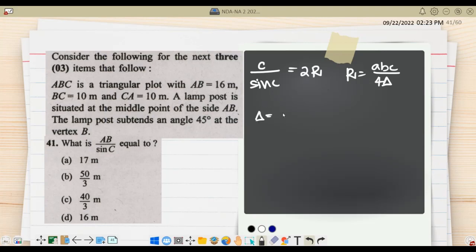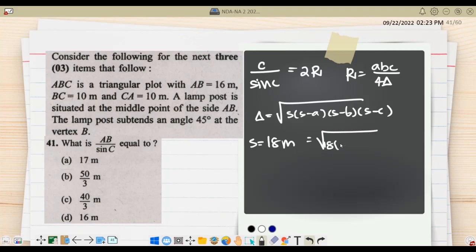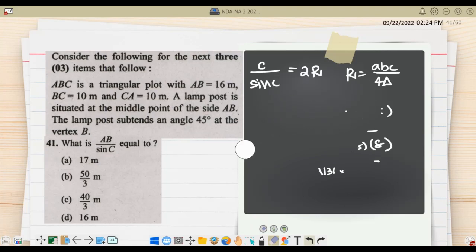And now to find the area of the triangle, we're going to use Heron's formula. Root of s into s minus a into s minus b into s minus c. The value of s is the semi perimeter. 16 plus 10 plus 10 is going to be 36, divided by 2 is going to be 18 meters, right? So this formula is going to become 18 into 18 minus 16, that is 2, into 18 minus 10, that is 8, into 18 minus 10, that is 8. This is going to be root of 36 into 64. So 6 into 8 is going to be 48, right? So the area of the triangle is 48.